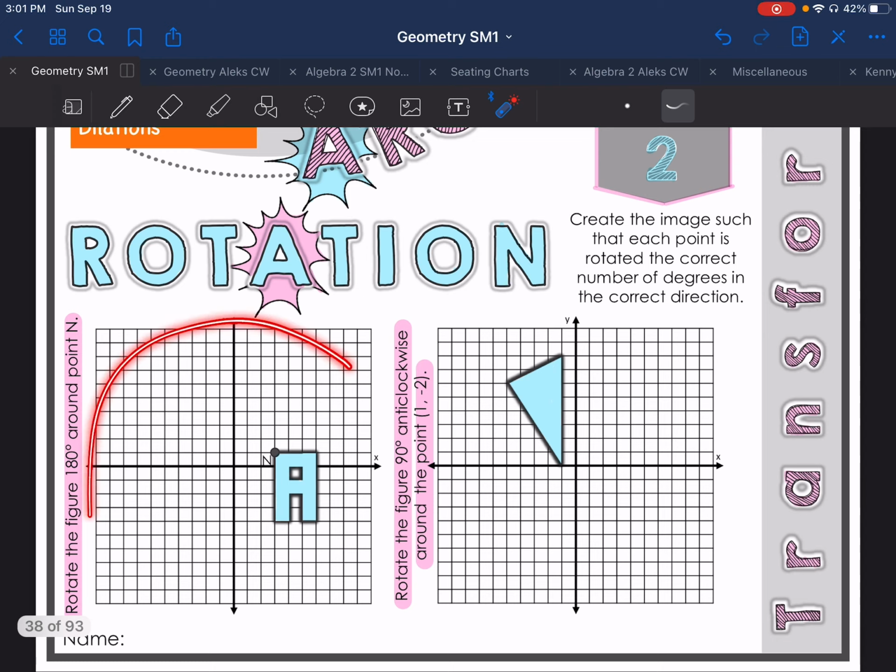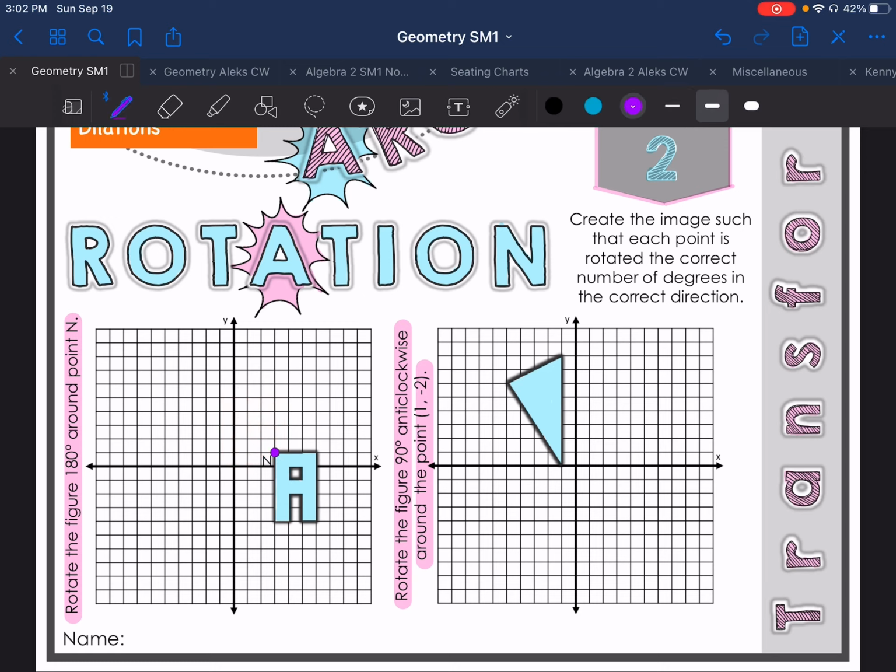So this second one with the letter A is asking me to rotate the figure 180 degrees around the point N. Okay, so there's my point N, and here is the top of my A. If I were to go 90 degrees, 1, 2, 3, it would go simply straight up like this. If I were to go 180 degrees, then it would go like this. So you got to imagine that this is going to take your letter A and flip it in this direction. Something like this is what it's going to look like.